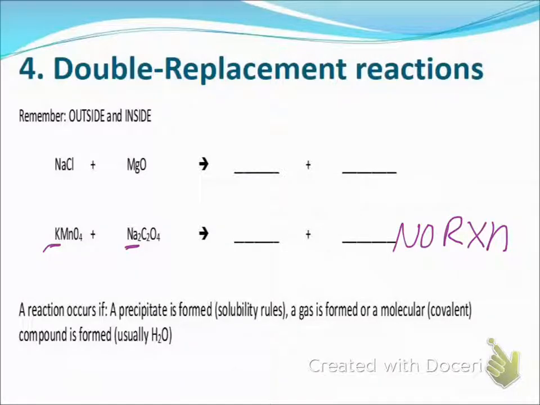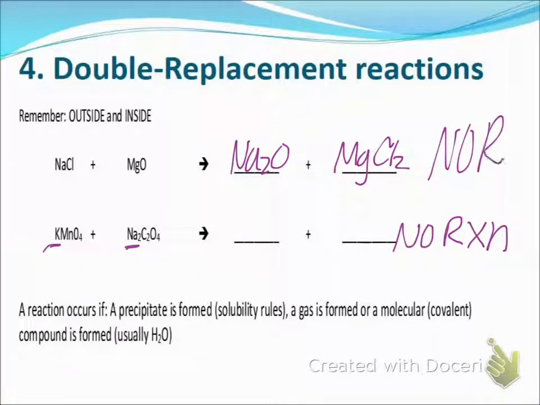If you're looking at a problem and you see that right off the bat, you don't even have to go through the trouble of writing the products. If you say, oh, group 1, it's going to be no reaction. I would just literally have a beaker full of all these little ions swimming around in there. What about the first one? Remember we said it made sodium oxide and magnesium chloride. They're all soluble, so this would also be a no reaction, because everything stays soluble. We're fixing to do some of those.